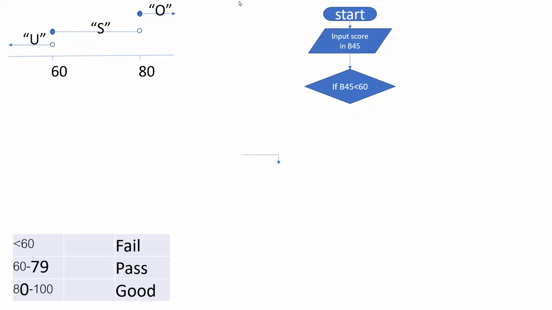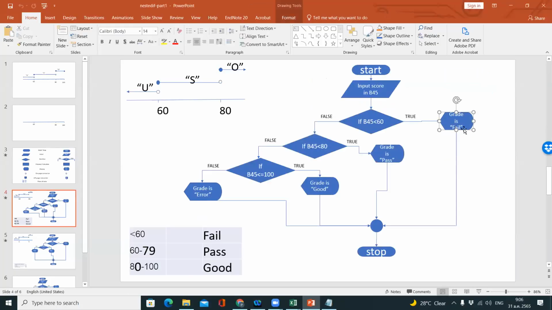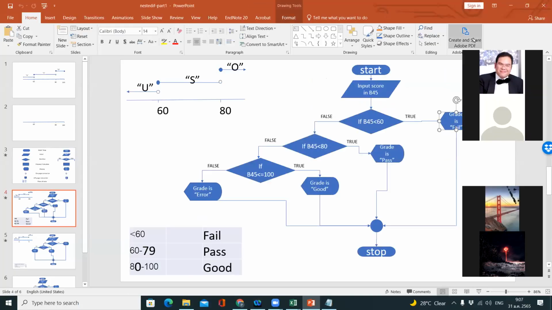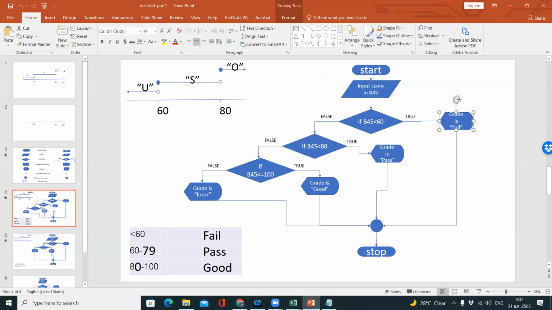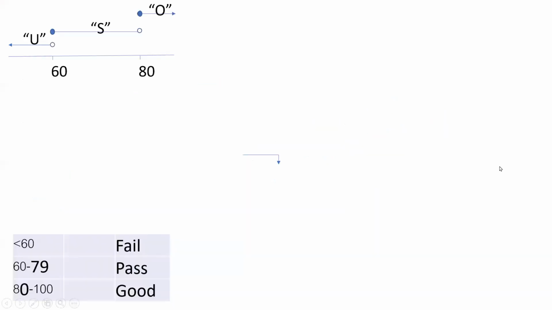B45 is less than 60 or not, and then I branch out. If true, I say that grade is U, not grade is fail, grade is U. Let me just show it to you again.